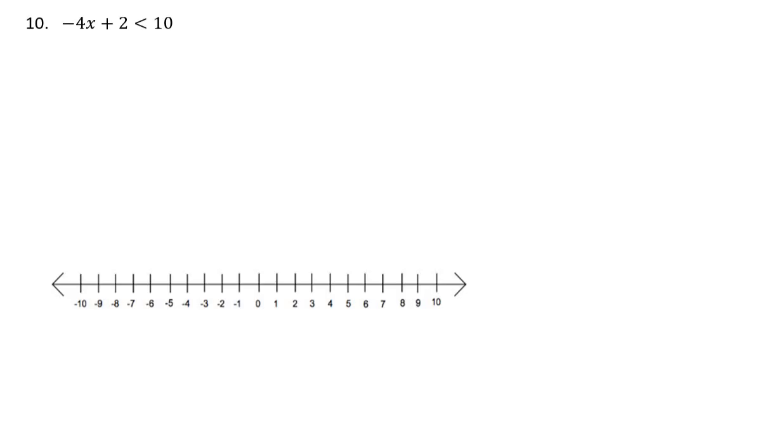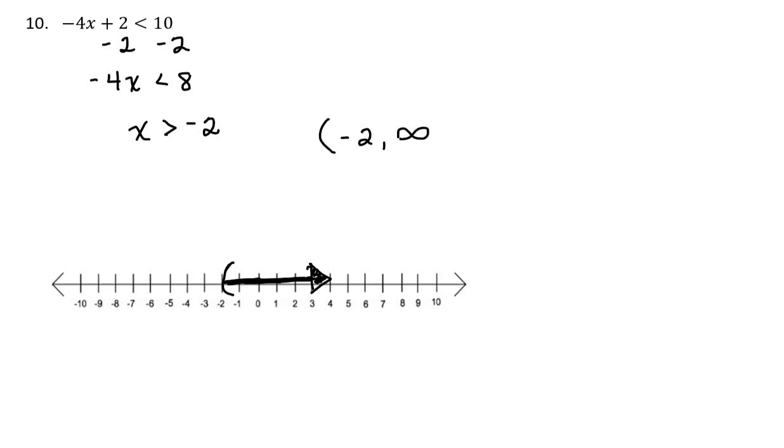Okay, problem 10, I'm going to subtract 2 from both sides of my inequality. So I have -4x is less than 8. Now I'm going to divide both sides of my inequality by -4. And remember that when I divide both sides by a negative or multiply both sides by a negative, the inequality sign reverses. So I have x is greater than -2, which means I'm going to be shading to the right of -2. And in this problem, I'm going to need a parentheses at -2 because I cannot equal -2. Get as close to it as I want to, but I just can't actually equal it. And my interval notation is going to have a parentheses at -2, and then we're going out toward positive infinity.